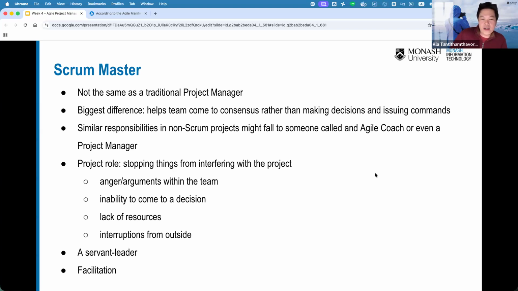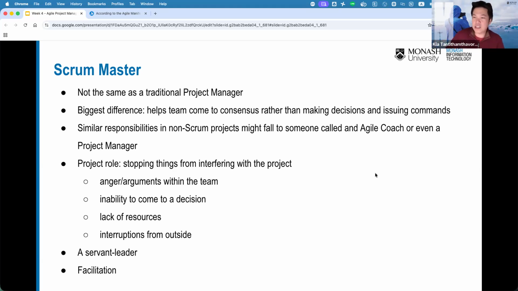Similar responsibility in non-Scrum projects might fall to someone called an Agile coach or even a project manager. Sometimes they call it project manager, but it's not. In the real world, Agile coach maybe. That's why I said, let's say we are working in a team and we don't know how to run Agile, we can outsource, hire someone. Can you come be an Agile coach for our team? That kind of thing.